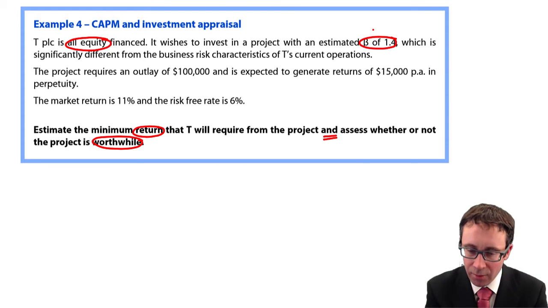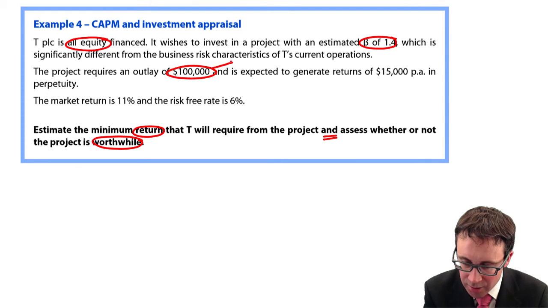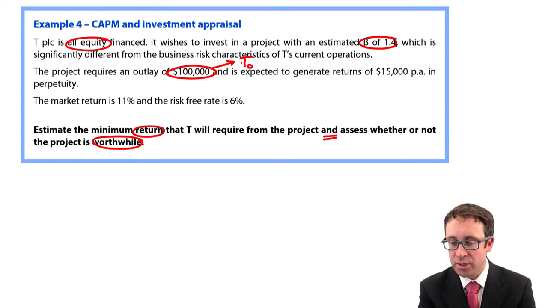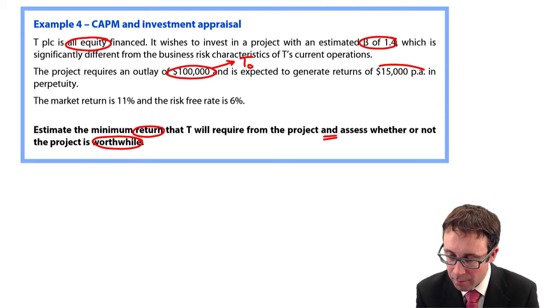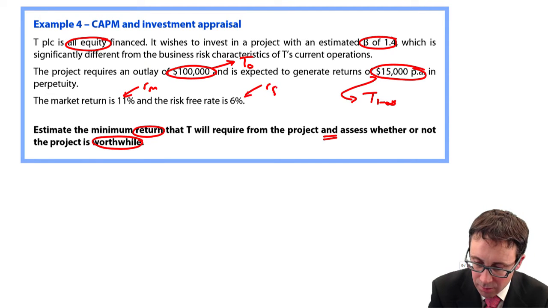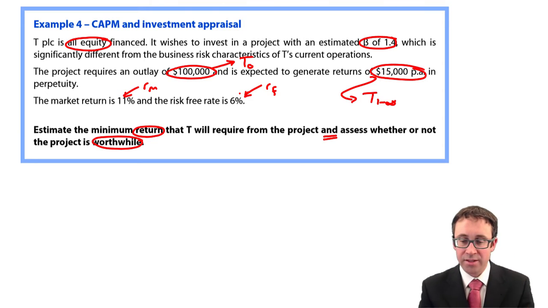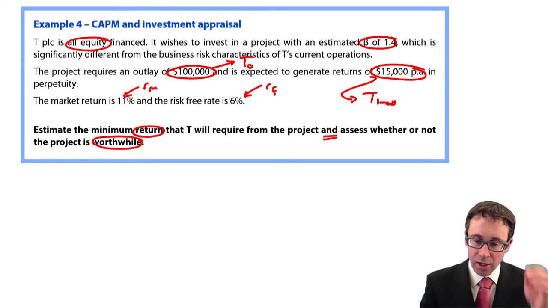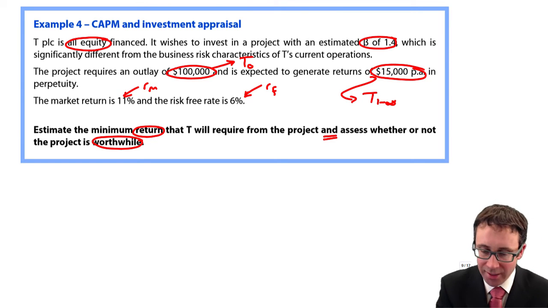The project requires an outlay of $100,000, so that's going to be there at T0, which generates returns of $15,000 per annum in perpetuity. So that's there from T1 to infinity. The market return, RM, is 11%. RF is there as 6%. Okay, so let's go through there and have a play around with that.